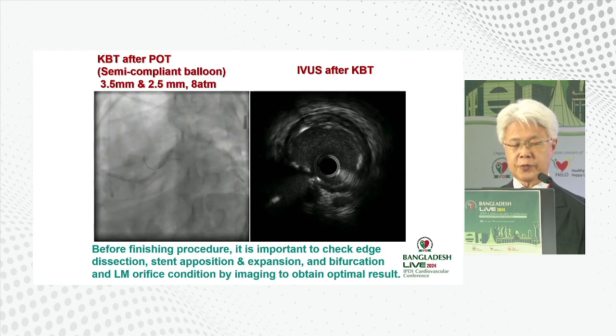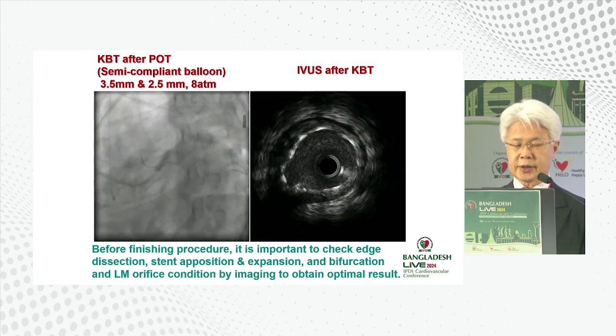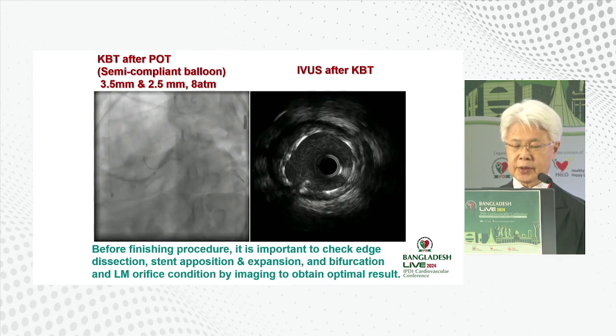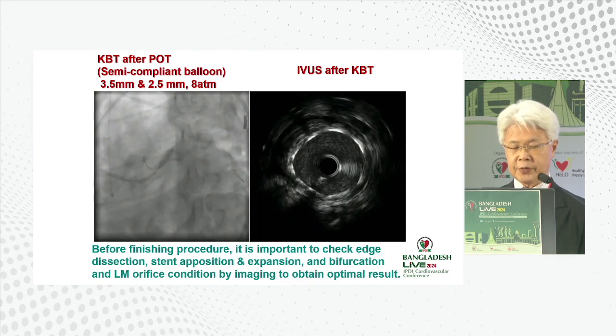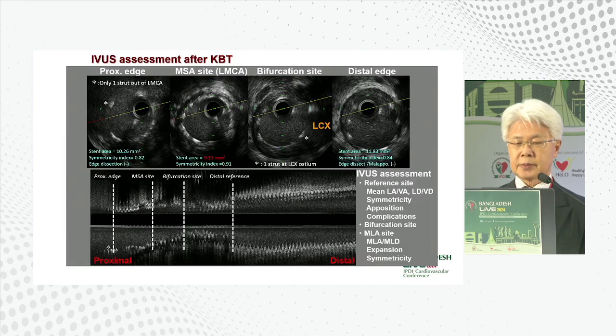Before finishing the procedure, it is important to check the edge dissection, stent position, expansion, the bifurcation, and the left main orifice condition by imaging to obtain optimal results. And this is a still frame. The MLA site is more than 9 square millimeters, there is no edge dissection, and the position is okay.